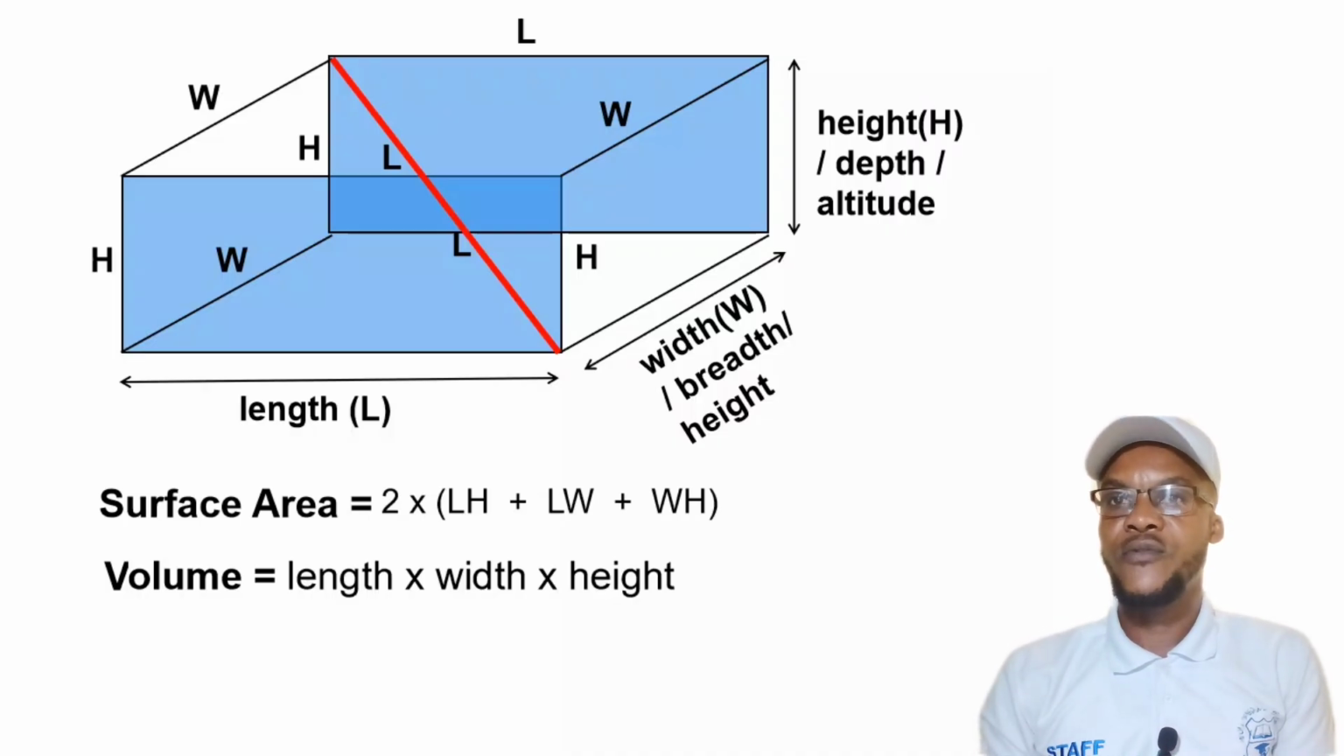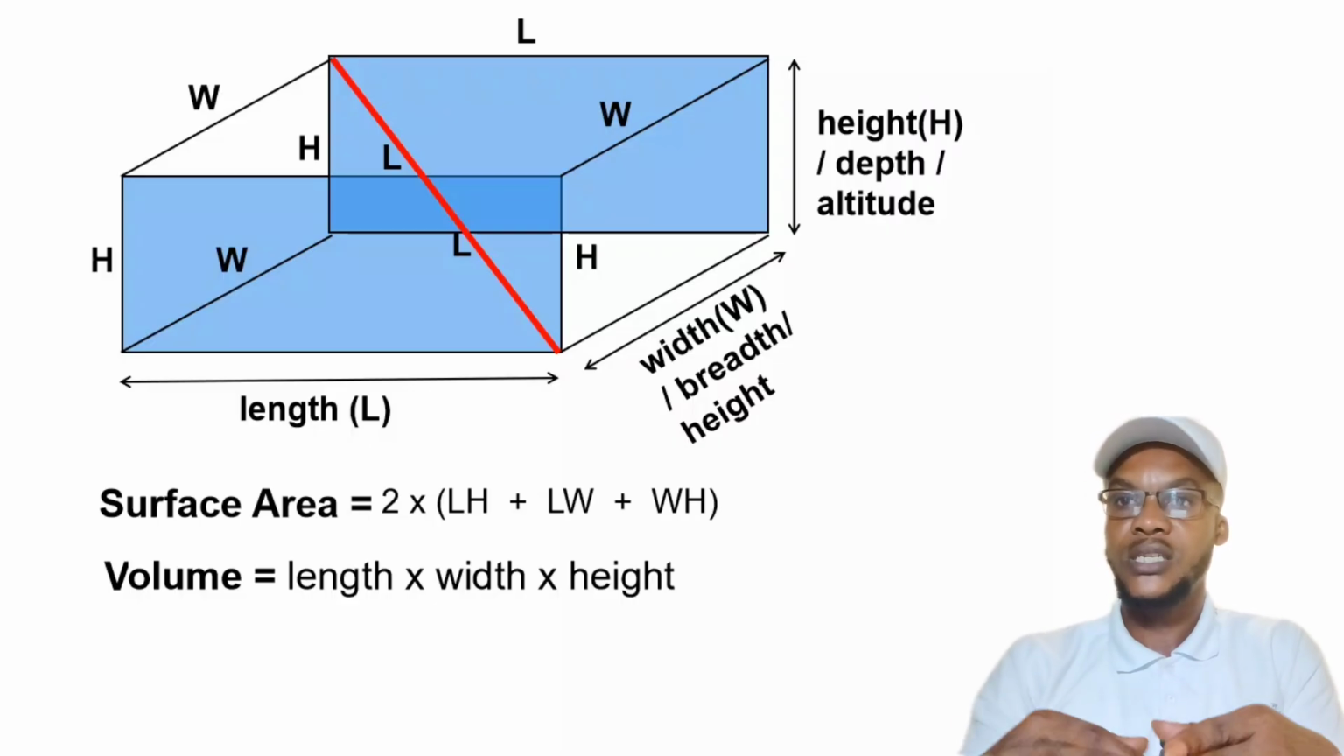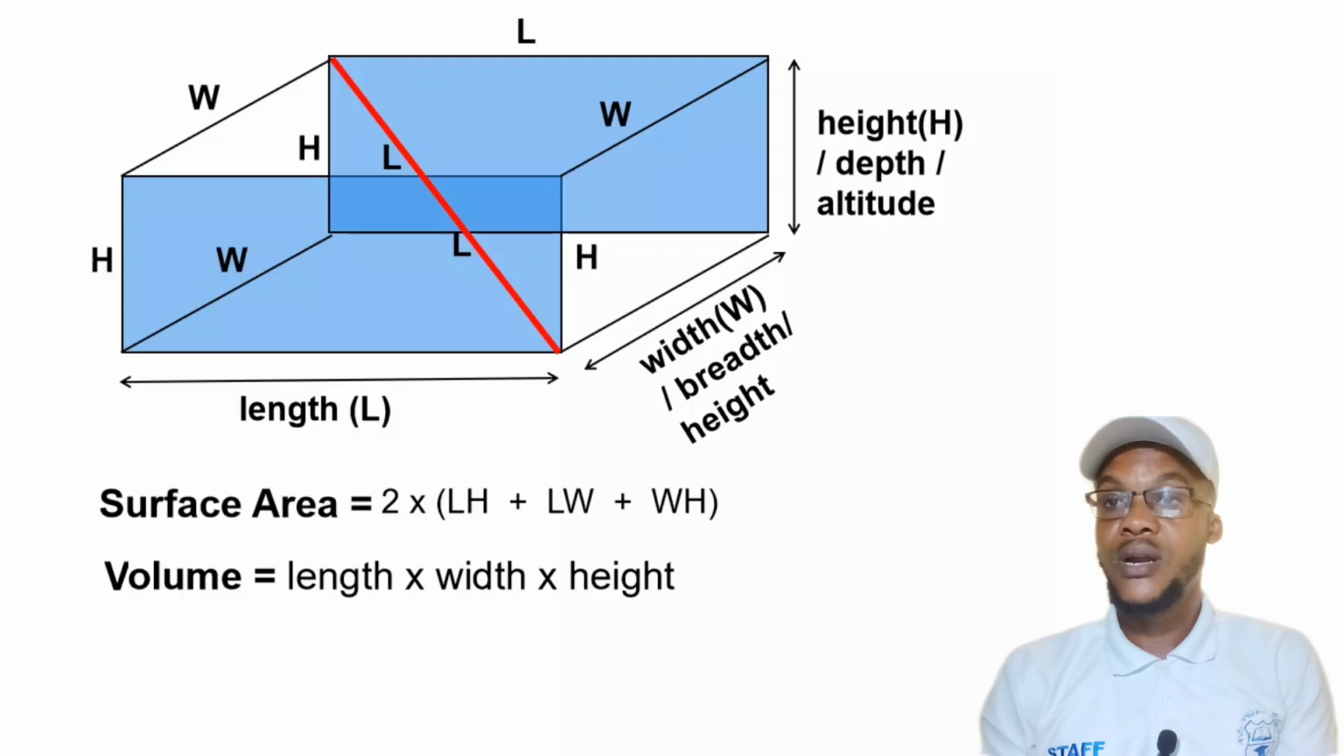So if we talk about the cross section, it means that the cross section is a rectangle. If it is a triangular prism, then you know that the base is a triangle. So the cross section is the triangle. Okay, that is the base. So take note of that.